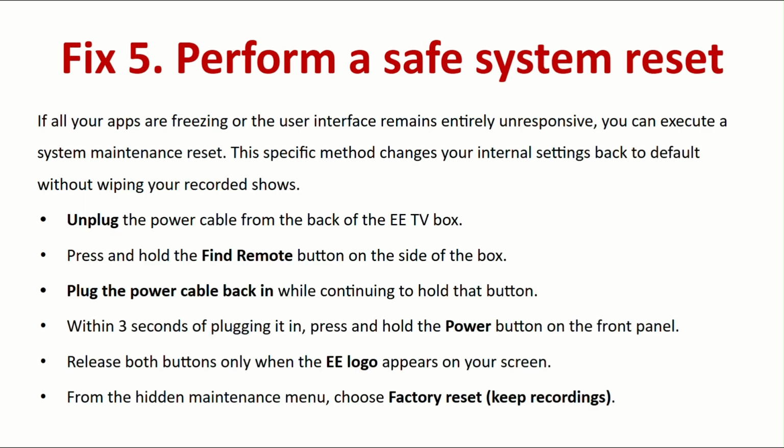Fix 5. Perform a safe system reset. Unplug the power cable from the back of the EE TV box. Press and hold the Find Remote button on the side of the box. Plug the power cable back in while continuing to hold that button. Then within 3 seconds of plugging it in, press and hold the power button on the front panel. Now release both buttons only when the EE logo appears on your screen. From the hidden maintenance menu, choose Factory Reset, keep recordings.